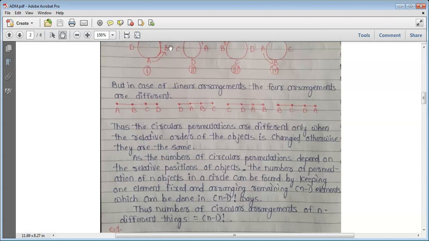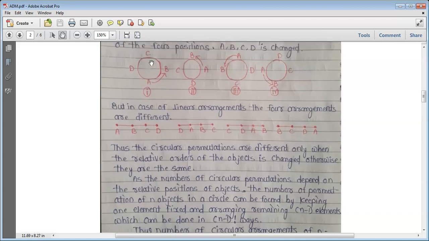Therefore here we have to fix one element. That is, suppose we have fixed the element A, then we have to permute or arrange the remaining three elements, and by the definition of permutation, these three elements can be arranged in 3 factorial ways.